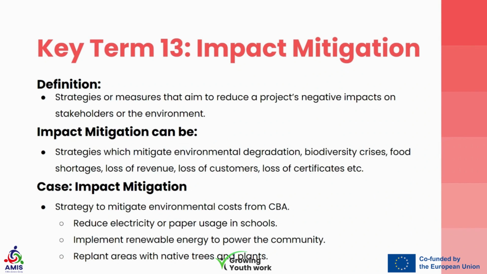If we apply this to our case, we can see that the environmental costs from our cost-benefit analysis before would be mitigated by one of these strategies or measures. An example of this could be to reduce the carbon footprint of the school by reducing electricity usage or paper usage. It could be to use renewable energy sources to power the community, or to replant areas with native trees to even out the environmental impact of using more school materials.